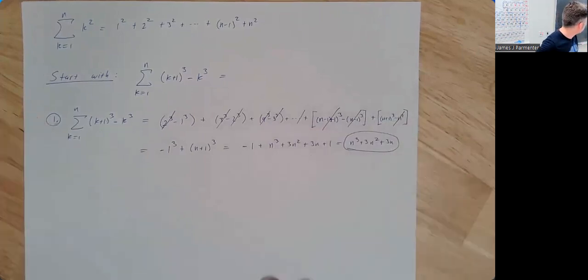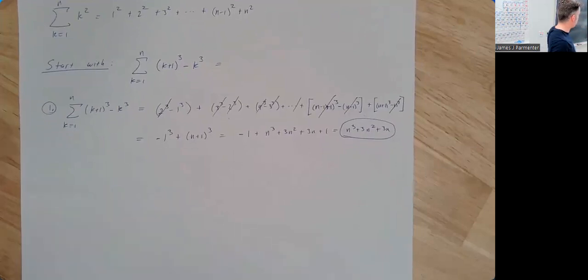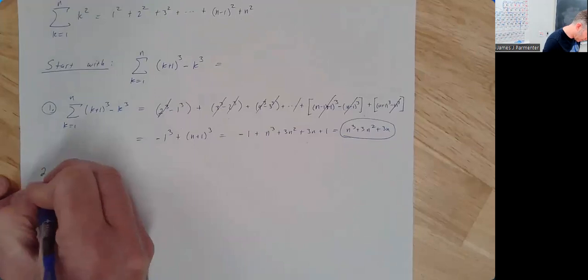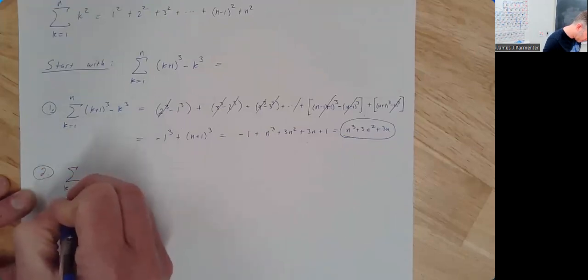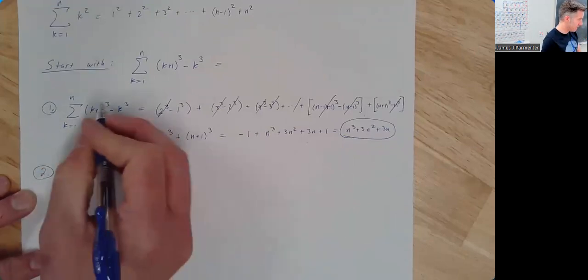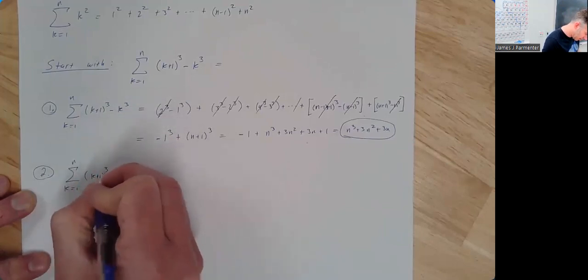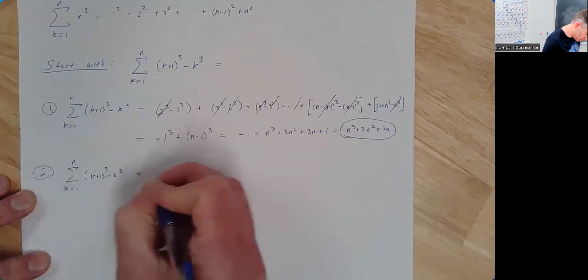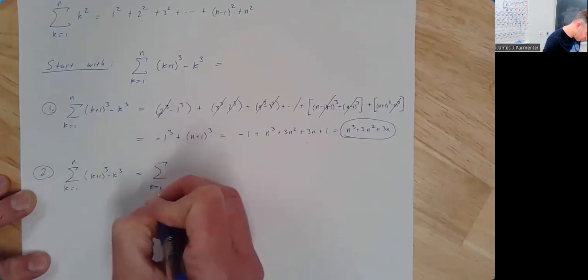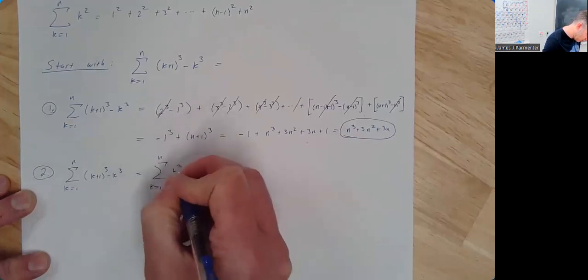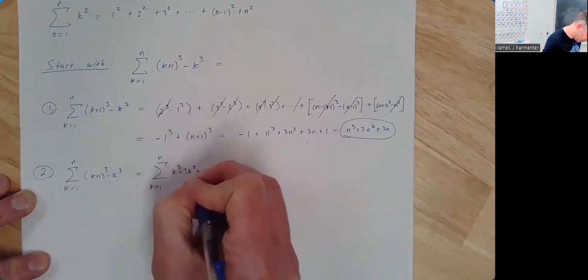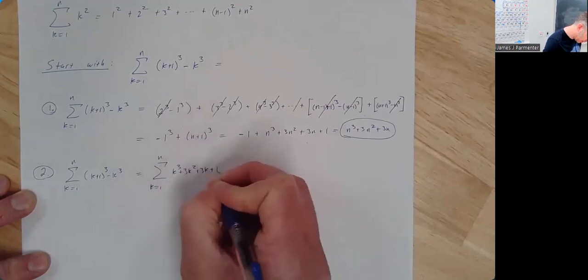So that's one of the things we're going to calculate. The other way we're going to calculate this is we're going to collapse the terms together, meaning we're going to write this as, I'm just going to simplify the insides here and write this as k plus 1 cubed minus k cubed. That's going to be the sum from k equals 1 to n of k cubed plus 3k squared plus 3k plus 1 minus k cubed.